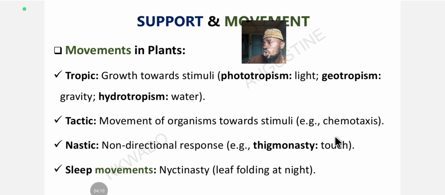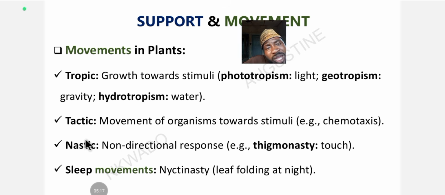I gave you the example of roots moving towards the soil area where you have more concentration of solutes or salts. Another example: amoeba moves away from chemicals, such as salt. When you put amoeba in a salt solution, it withdraws from that salt solution. That's a tactic movement, staying away from the salt solution.